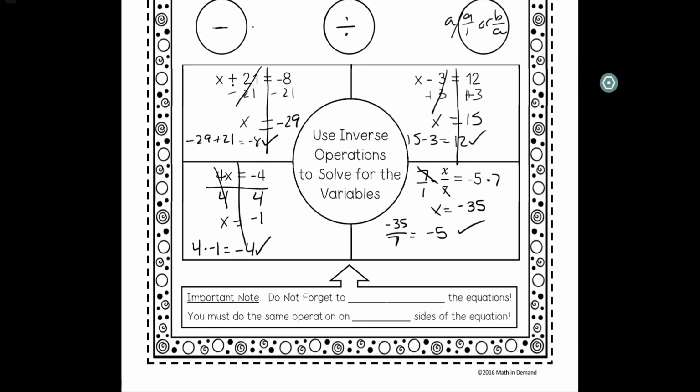Okay, so an important note, we need to not forget to balance the equation. So both sides have to be equal, so that means you must do the same operation on both sides.